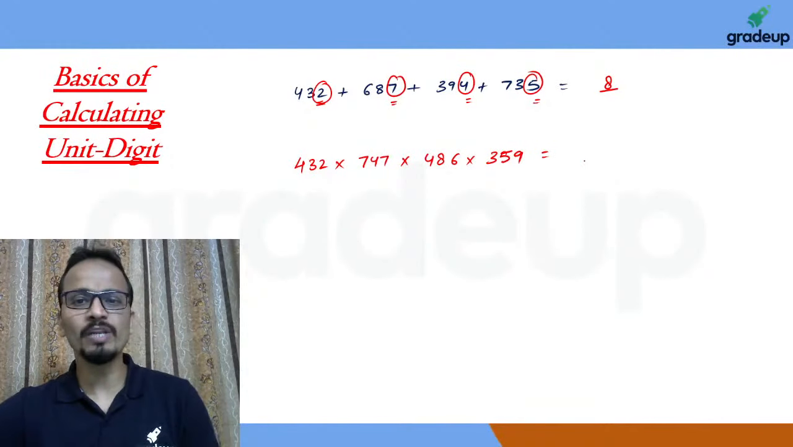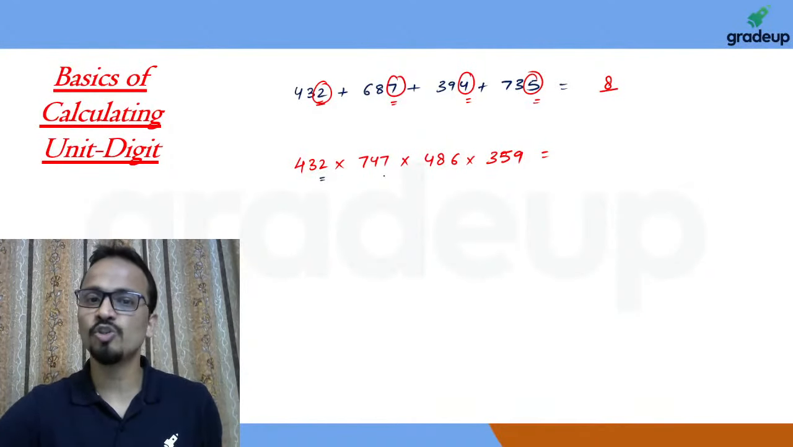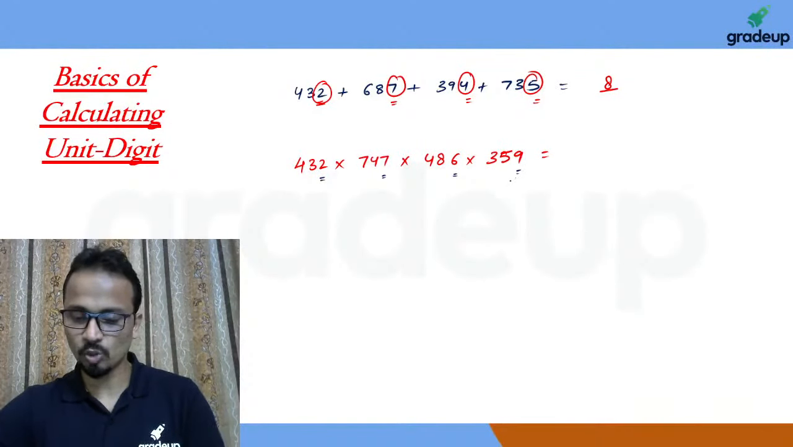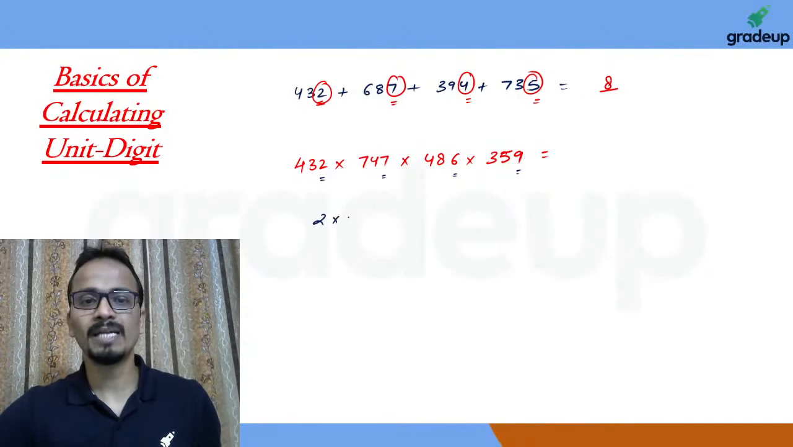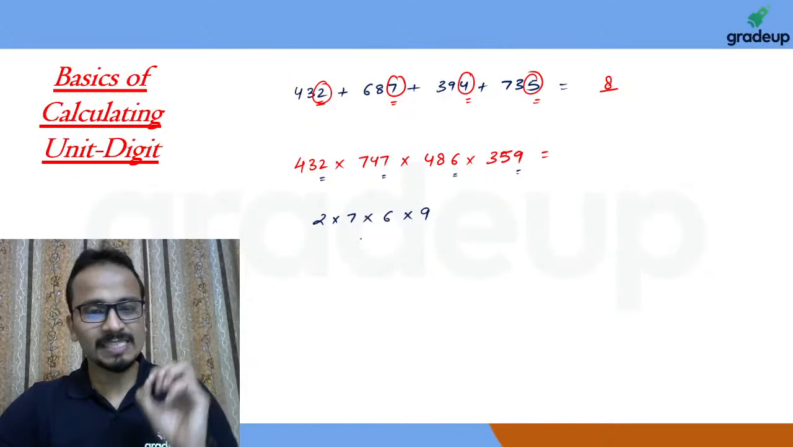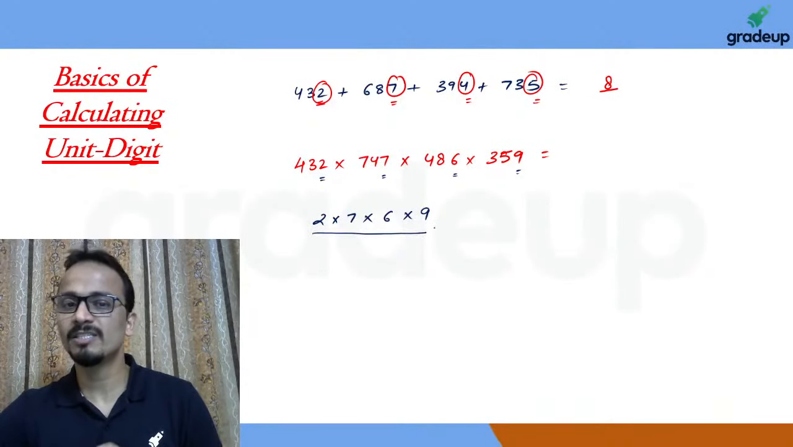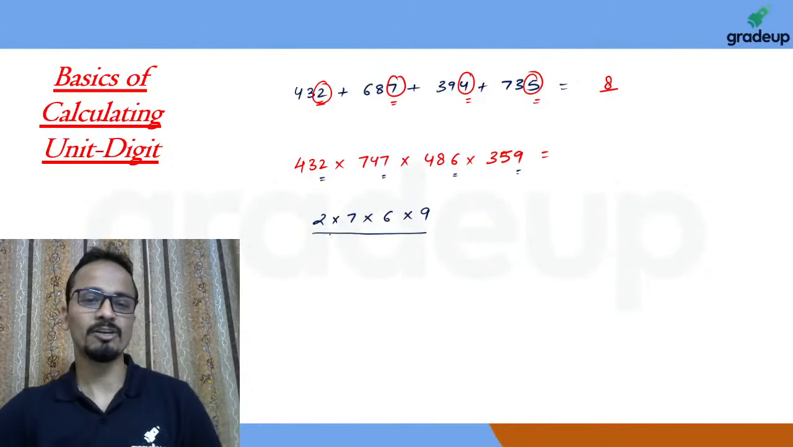Again you will use the same method. If we need to find out the unit digit, I'll consider the unit digits only, and we'll multiply these numbers. So 2 multiplied by 7 multiplied by 6 multiplied by 9. Now again you can save some time from here. There is no need to calculate this result entirely. You can again stick to the unit digits in all the calculations.